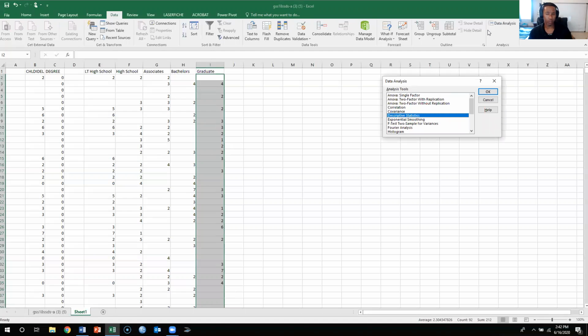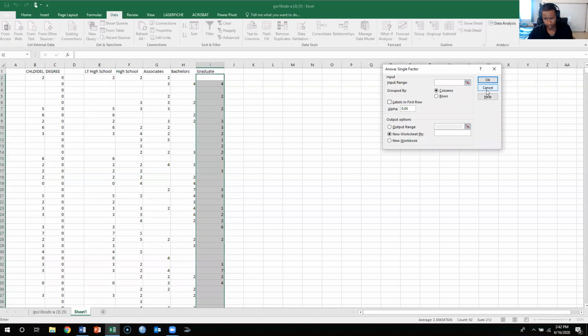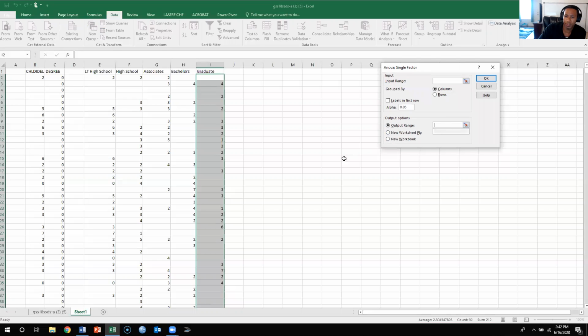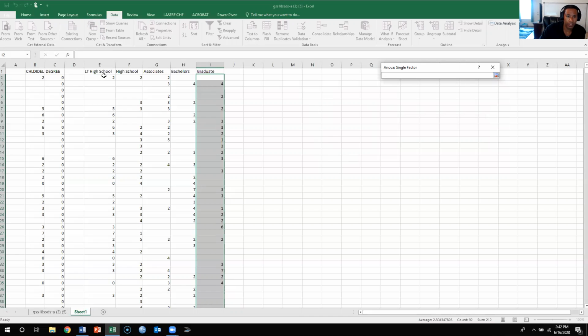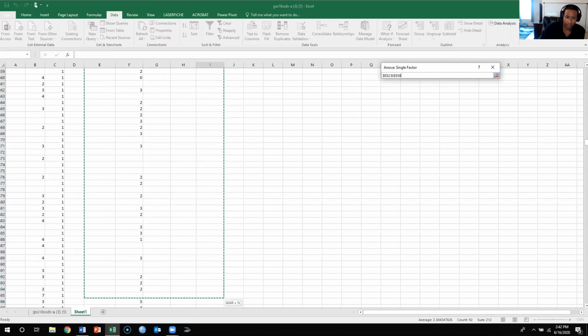And then we're going to do ANOVA single factor because we're doing one-way ANOVA. So we're going to click ANOVA single factor. We're going to press OK. Okay, good. Now, as far as the output range, I'm going to put the output just here, close to this. And then for the input range, we need to copy all the numbers from less than high school to graduate. So I need to take from here till we run out of data.